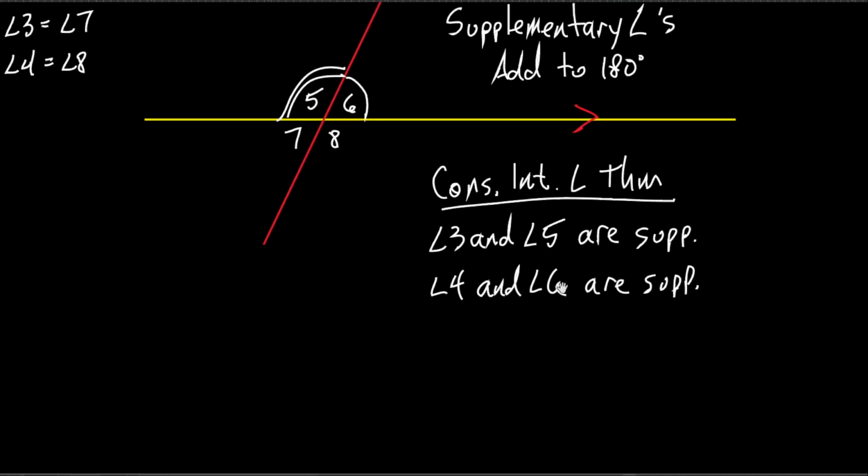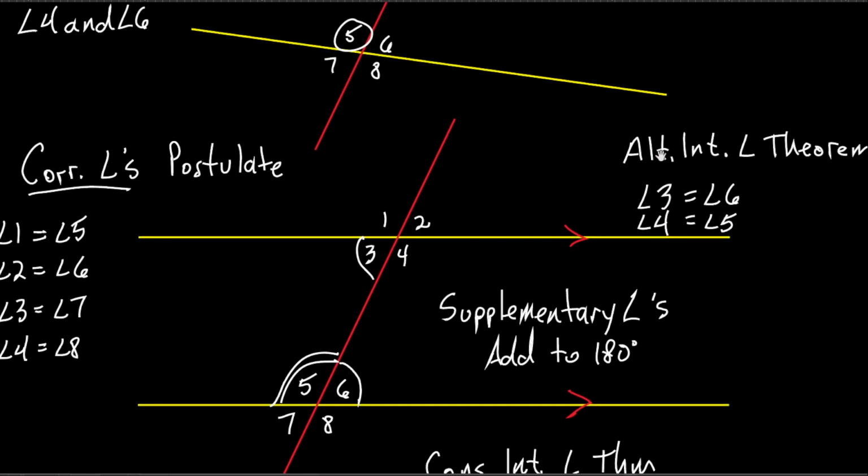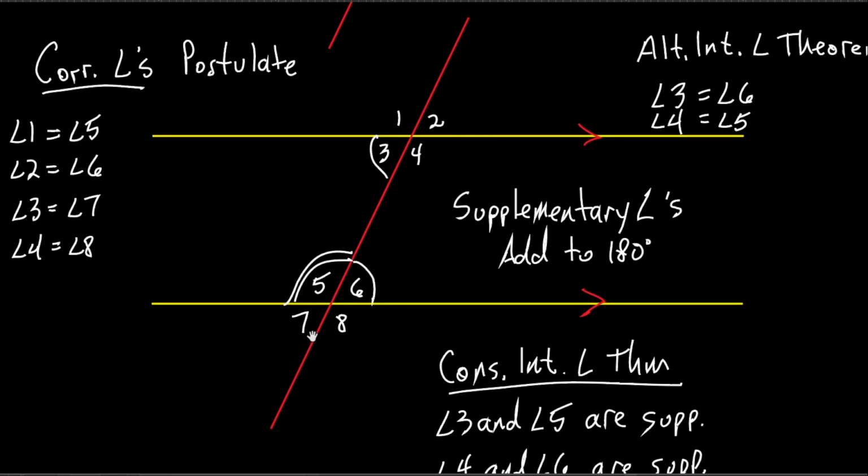There's also another one I forgot. I'm not going to write it down. There's also an alternate exterior angle theorem, okay? So what do you think is true about 1 and 8? They're equal to each other. And then what about 2 and 7? They're equal to each other as well, okay? I didn't write it down, just running out of time, okay?